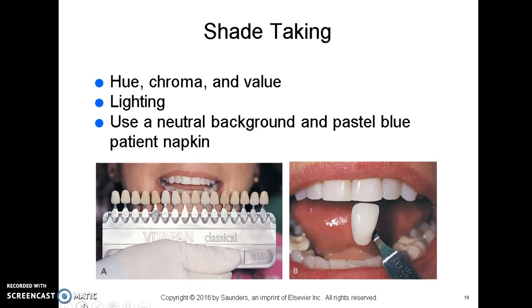And this set of photographs shows how the dental assistant or the clinician would hold up the shade guide and try to match those hues, chromas, and values. When we have this larger palette of shades, we hold that up to kind of get the beginning match, and then we hold the individual tabs up to the tooth.